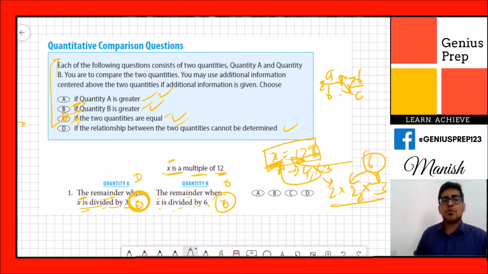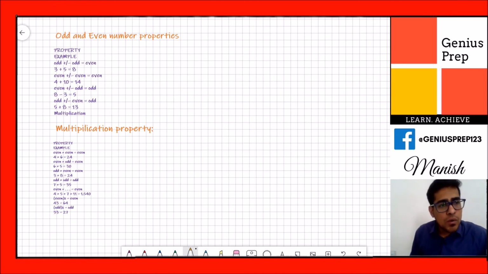Option C is if two quantities are equal. So yes, the answer C is the right answer. Okay, so now another topic is the odd and even numbers.